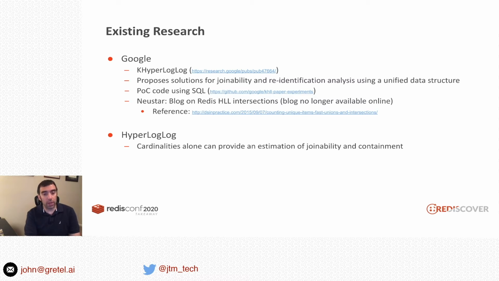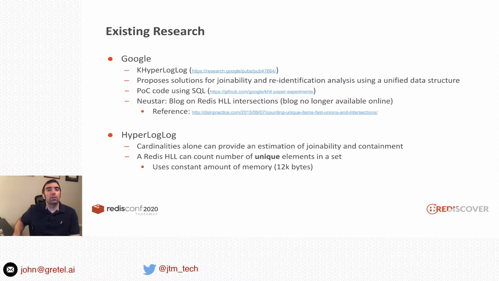HyperLogLog is a data structure in Redis that provides estimated cardinalities. And for our purposes, we are going to focus on the joinability side of things. So we are going to focus on determining joinability between two data sets purely based off of the cardinalities of those sets. So a Redis HyperLogLog can count the number of unique elements in a set. It's a probabilistic data structure, so it's not as precise as doing a pure Redis set operation. However, it has a huge efficiency in memory usage.